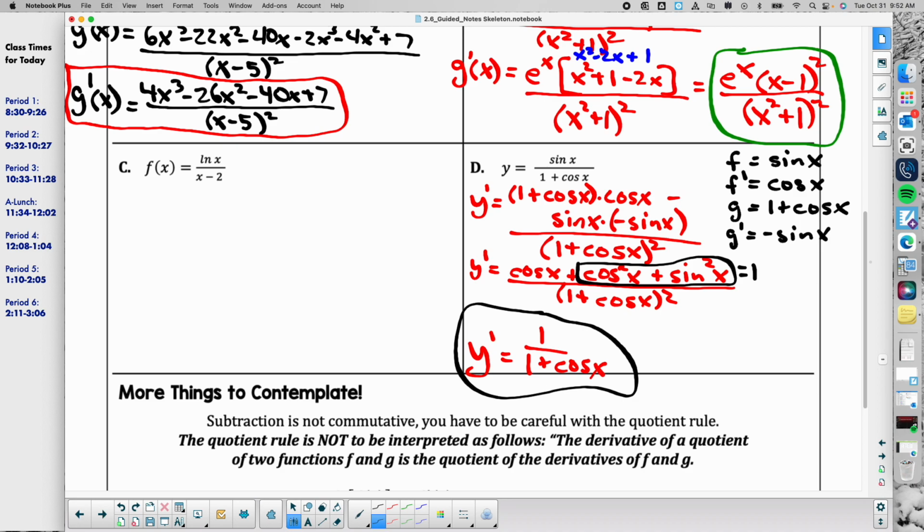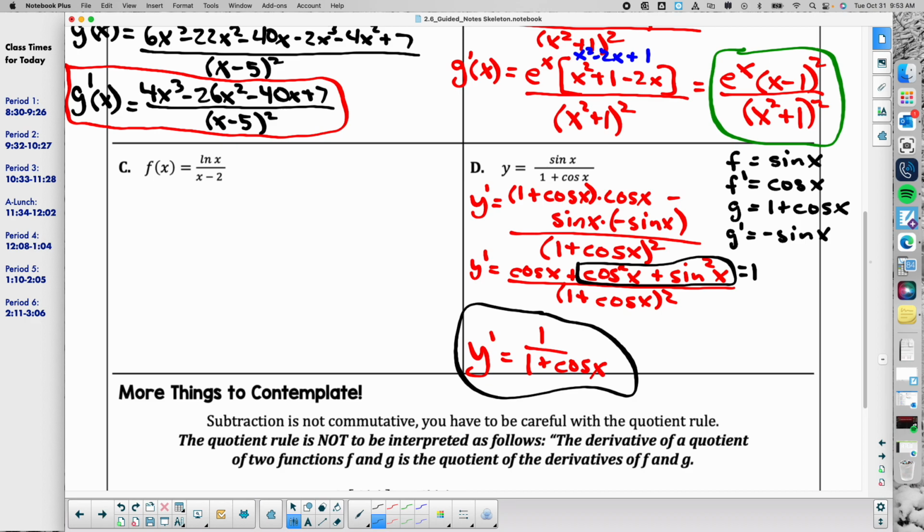Derivative of cotangent, I could do the same thing. I could write it as cosine over sine and do the quotient rule, and I would find out that my answer is negative cosecant squared. Derivative of secant. We can write it as 1 over cosine. We would get secant tan. Derivative of cosecant. We would get negative cosecant cotan.